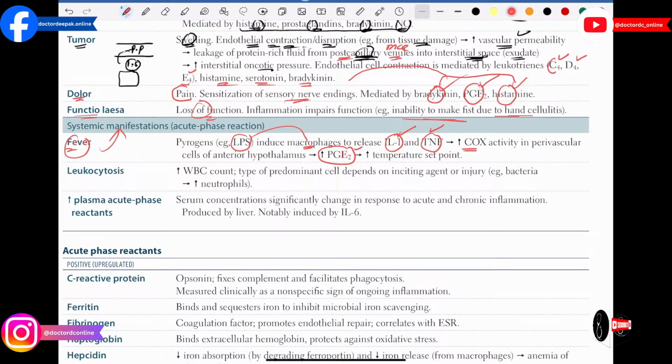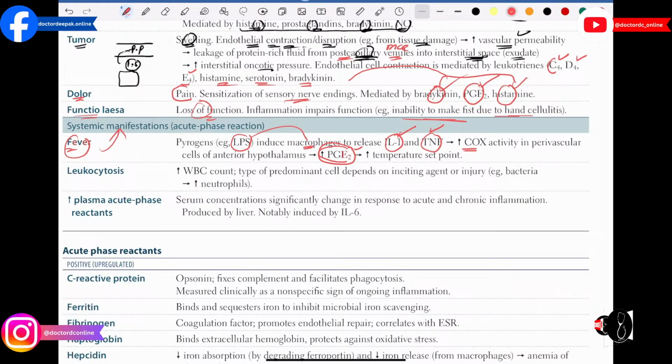So this is the mechanism. The important point is what kind of prostaglandin produces the fever. Basically it is PGE2. And how PGE2 is produced, you have to remember: when the bacteria go into our body, they produce different kinds of lipopolysaccharide. Those lipopolysaccharides are also called pyrogens. They will go and stimulate the macrophage. When the macrophage is stimulated, it will produce interleukin 1 and tumor necrosis factor.